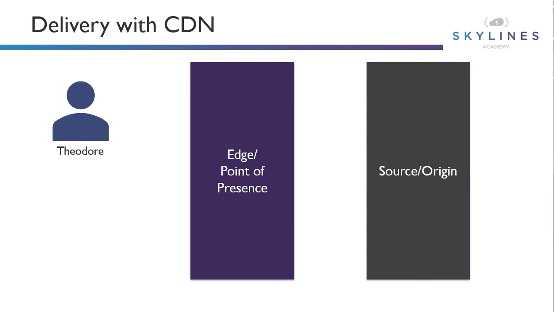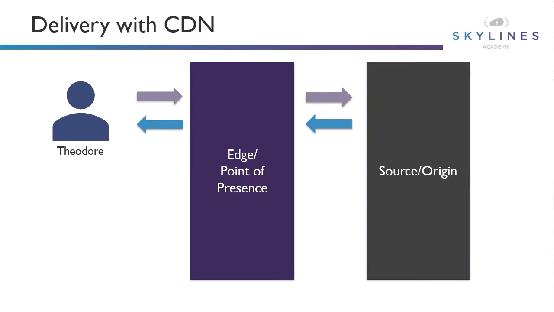A CDN, or Content Delivery Network, sits between the origin and the users. It can be referred to as an edge server or point of presence. It essentially acts like a man in the middle that gets requests from the users, passes them along to the origin, which then processes and serves the request and sends it back to the CDN, which then sends it back to the user. So going back to our previous example, Theodore again is going to request the content. It's going to reach the CDN, which will then pass it along to the source. The source will then respond to the CDN with the content. The CDN in turn then sends that content back to Theodore.